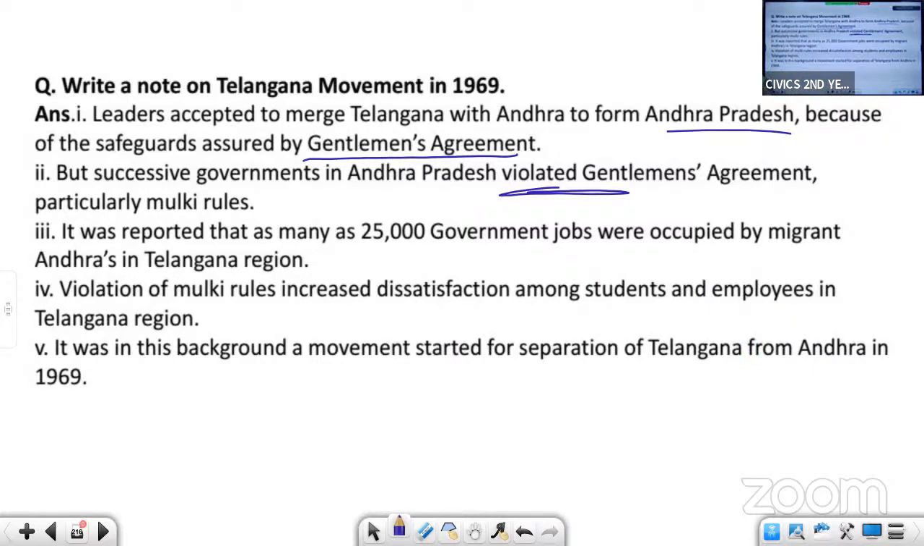And with this background, the movement was started for separate Telangana in 1969. This is the reason why the Telangana movement was started in 1969. A student from Osmania University sat on hunger strike. He went on hunger strike for separation of Telangana from Andhra in 1969. That is why we say that students are the backbone of the Telangana agitation. I hope this Telangana movement is clear to you, why this started.